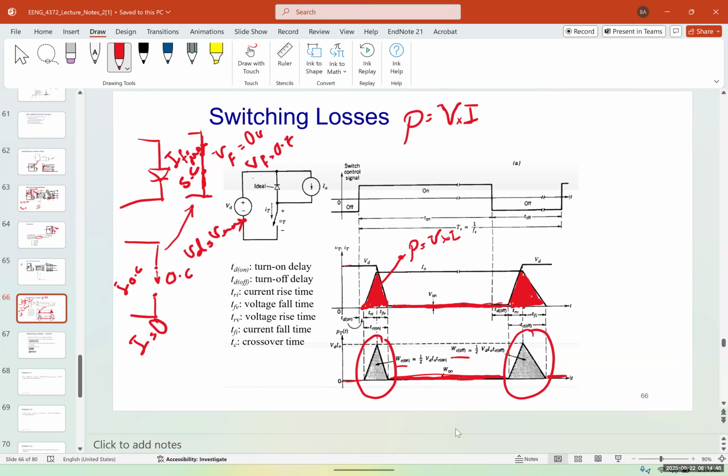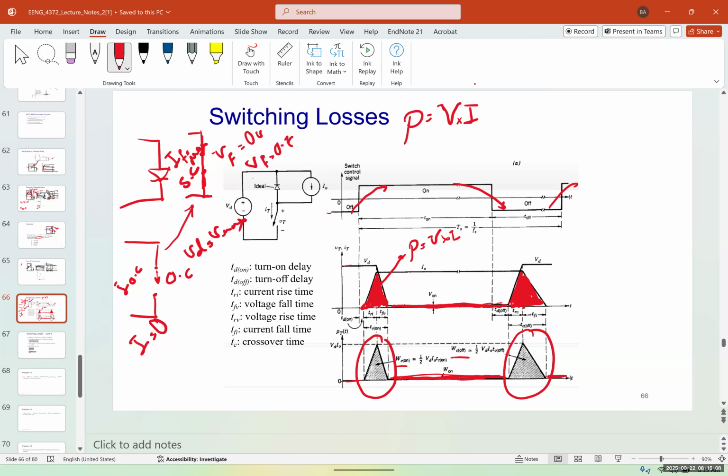So again, to summarize it, if we have a switch, here it's a thyristor or a diode or whatever, and we are going from off to on, back to on. So off, on, off, and back to on.